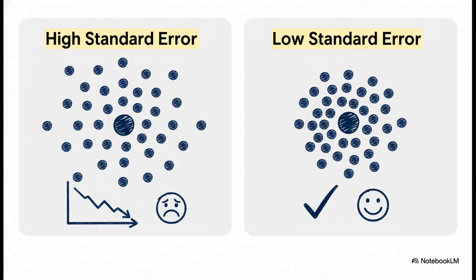So what does this number actually mean for you? It's simple. If you get a high standard error, that's a red flag. It means your data points are all over the place, and your sample probably isn't a great representation. But a low standard error, that's the goal. That's the good stuff. It means your data is nice and tight, and your sample average is probably spot on. Just remember this: smaller is always, always better.